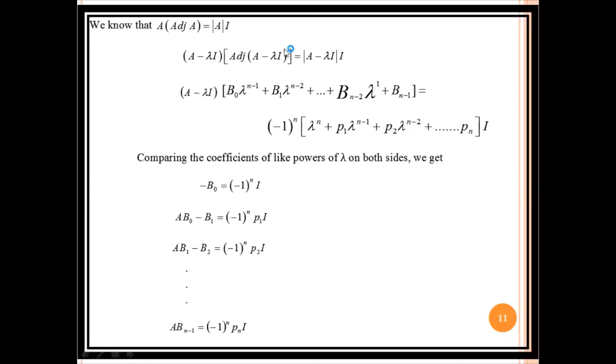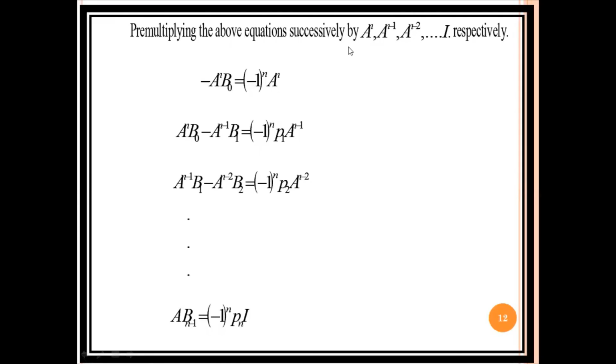Then, adjoint of A minus lambda I we already got; it is a polynomial of degree n minus 1. Initially we got the characteristic polynomial of A of nth degree, so substitute that into I, right? After that, comparing the coefficients of like powers of lambda on both sides, and pre-multiplying the above equations by these matrices, these are the equations we will get.